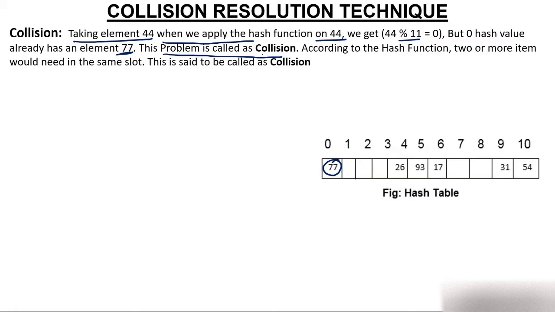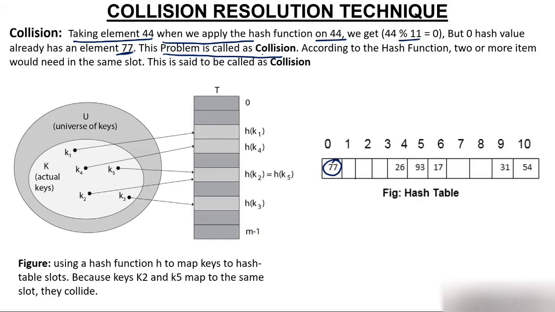If this is the problem called collision, what does this mean? Will we not store 44? No, we will store 44. We know that there is a collision, but we will have to resolve it. So this is the figure which we have already discussed in video number 1.